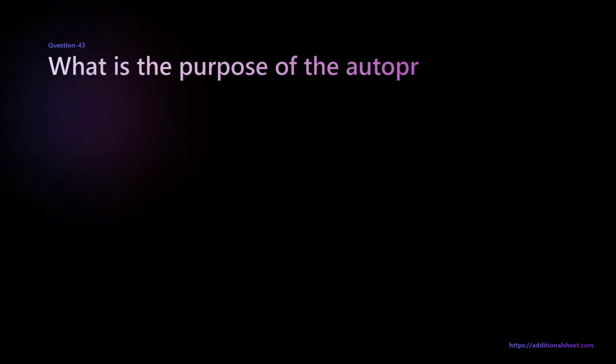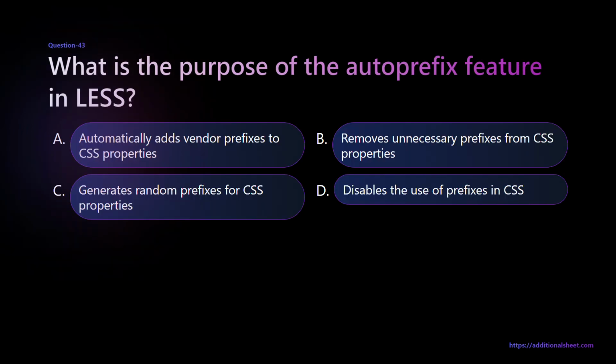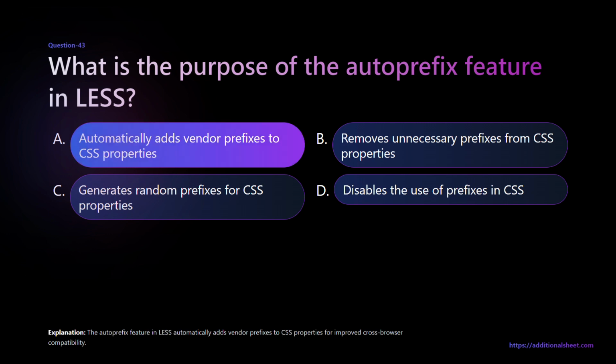What is the purpose of the auto prefix feature in less? Option A, automatically adds vendor prefixes to CSS properties. Option B, removes unnecessary prefixes from CSS properties. Option C, generates random prefixes for CSS properties. Option D, disables the use of prefixes in CSS. The correct answer is option A, automatically adds vendor prefixes to CSS properties.